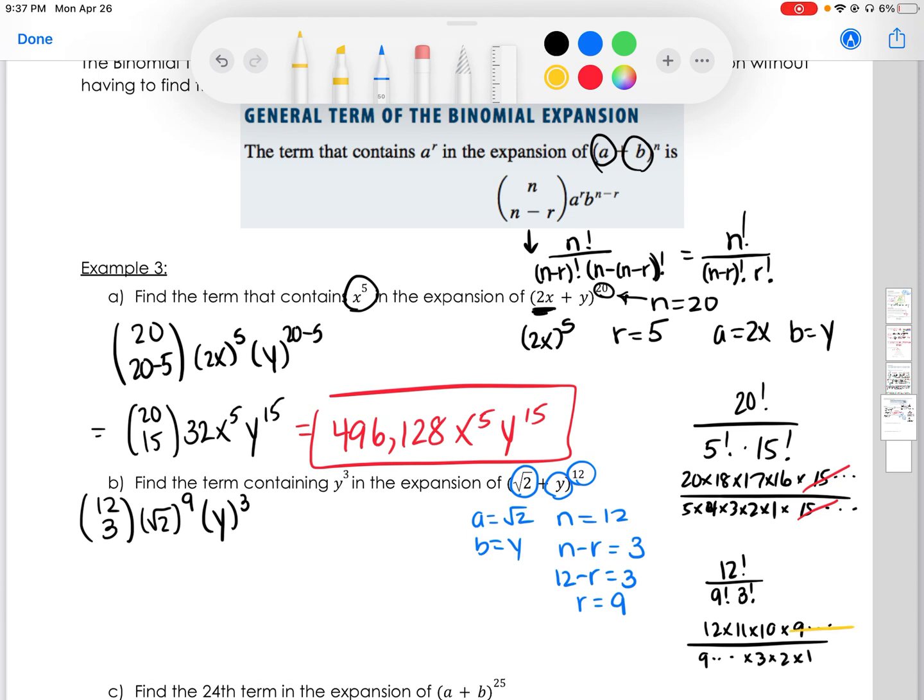All right, so the 9s are going to cancel. That gives us 12 times 11 times 10 over 3 times 2 times 1. And that's going to give us 220. Okay, so we get 220 as our number out here. And we can think of this root 2 as being 2 to the 1/2 power if that's easier. So that's going to give us 2 to the 9/2 power, y cubed.